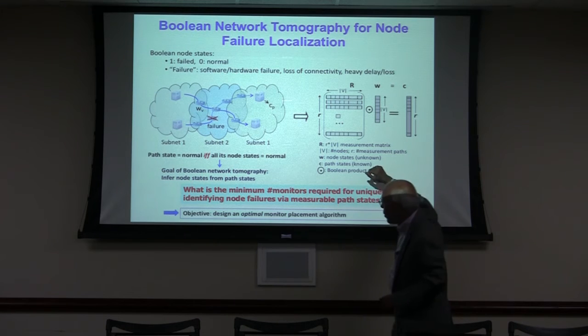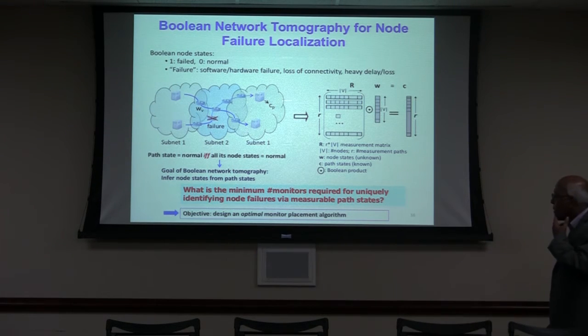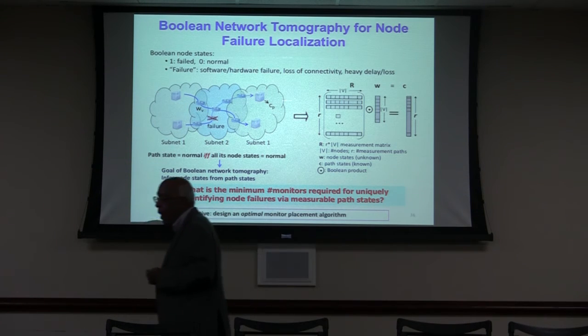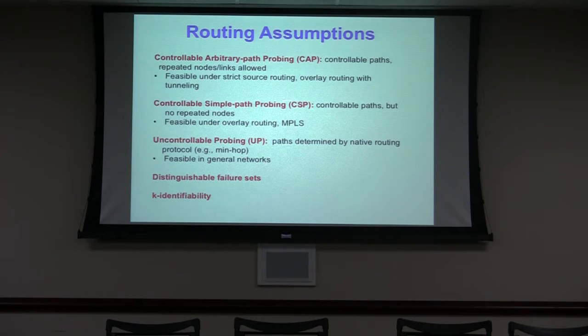So the problem, again, I want to do the same thing. I want to know the minimum number of monitors required for different kinds of failure sets. And the problem is that there's no linear algebra solution to this, right? Having a full rank R does not tell us enough about how to solve this problem. So that's different from the additive case. Here we look at specific routing assumptions, which we did not before.